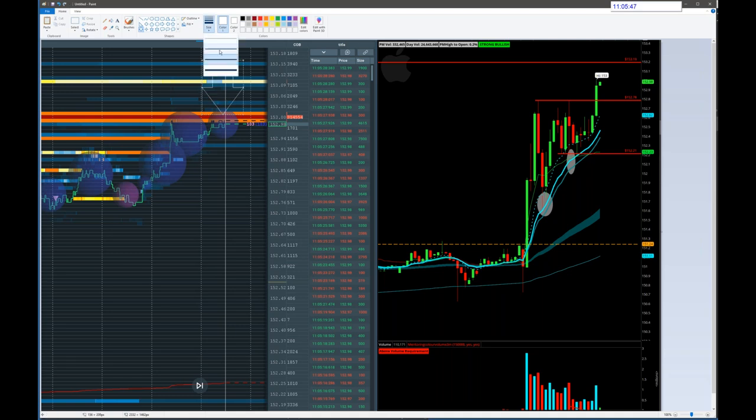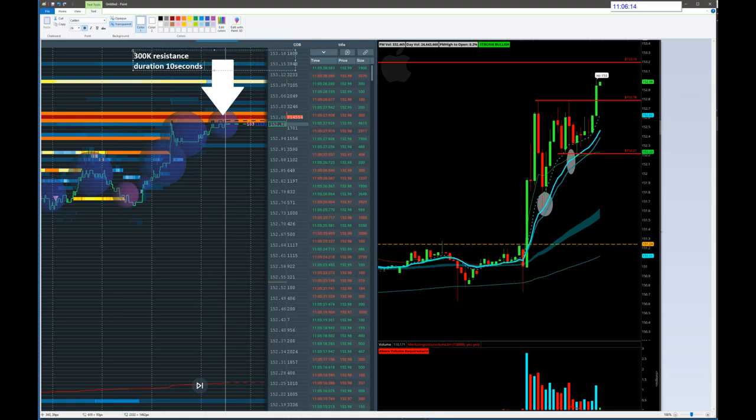This is the $300K resistance, which it went through. So it lasted a duration of 10 seconds. In 10 seconds, they took out the 300K. That's a point. I still have 500 shares, average 152.40. So we're gonna have a big one over here.